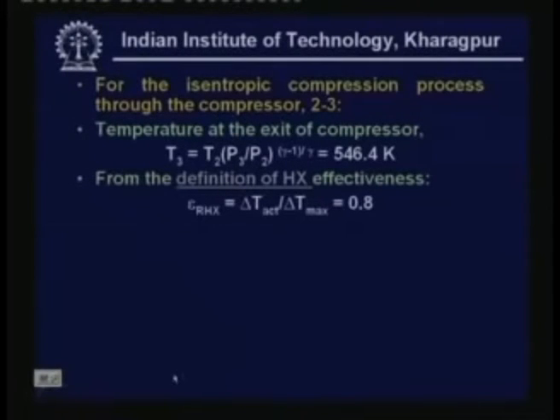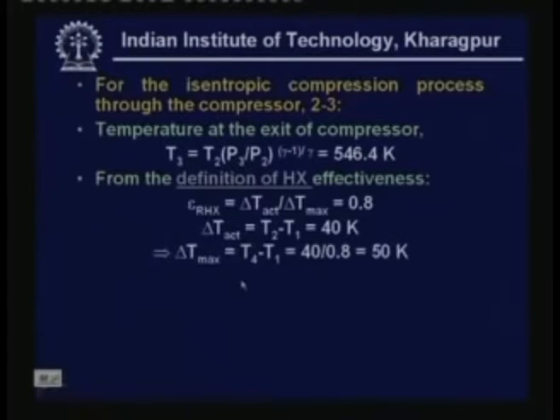From that expression, as I have already told you, effectiveness is delta T actual by delta T maximum, and that is given to be 0.8. Delta T actual is T2 minus T1, where T2 is 283 Kelvin and T1 is 243 Kelvin. So, the delta T actual is 40 Kelvin. From this you can find out delta T max, which is equal to T4 minus T1, that is 40 by 0.8, that means 50 Kelvin. So, from this you can find out T4 because T1 is known to us. T4 is T1 plus 50, that is 293 Kelvin.